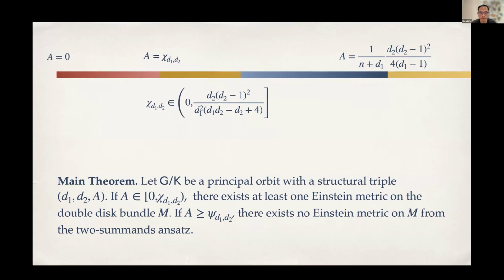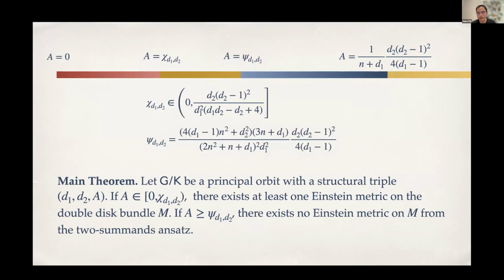And for the number psi, the formula is actually quite simple compared to chi. Here the small n is just the dimension of the principal orbit, so it is just d1 plus d2. So every principal orbit with d1, d2, A such that A is larger than or equal to psi shall not give you any cohomogeneity one Einstein metric with respect to that particular ansatz.